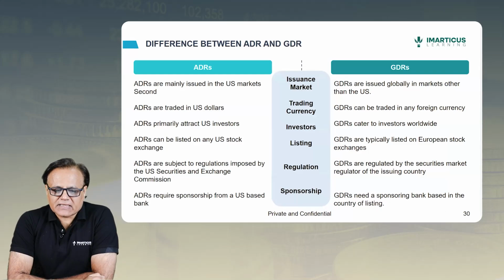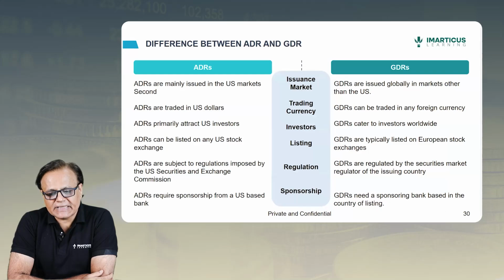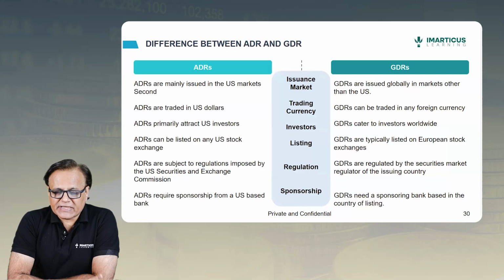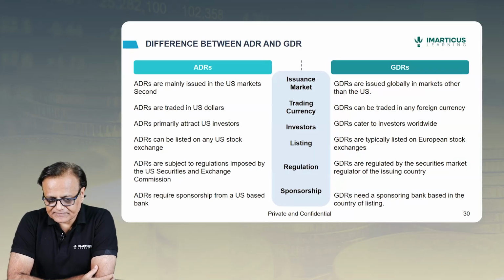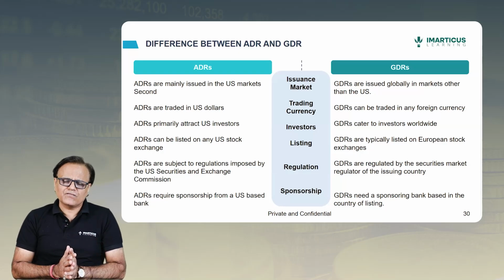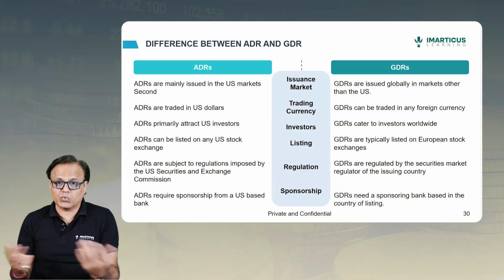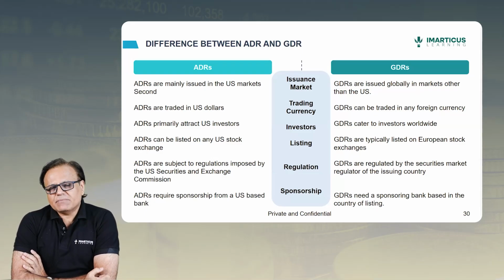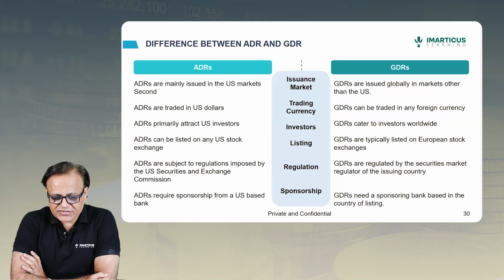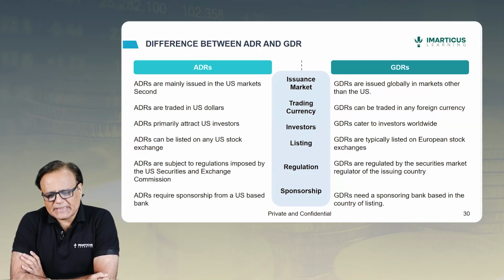ADRs are issued in the US markets, whereas GDRs are issued globally in markets other than the US. American depository receipts or ADRs are traded in dollars, and GDRs obviously are traded in any other foreign currency. ADRs are primarily for the US investors, whereas GDRs cater to investors worldwide. ADRs can be listed on the American stock exchanges, whereas GDRs are typically listed on the European stock exchanges.